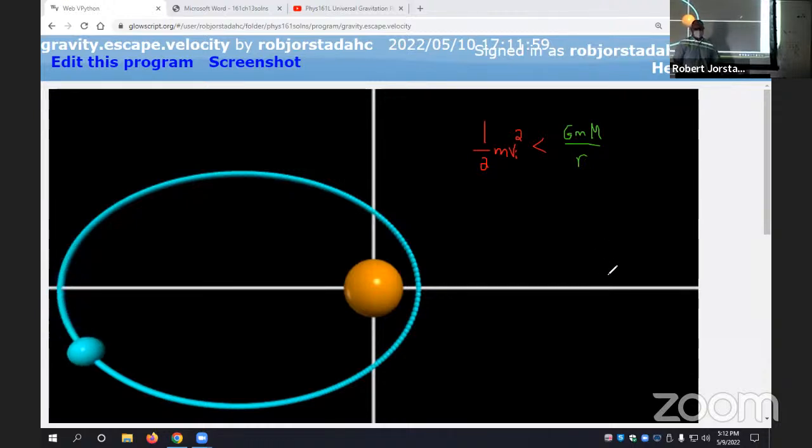And so if your kinetic energy size is less than the size of your potential energy, your orbit is trapped. You have negative total energy, and if you have negative total energy, you can't escape. If you have zero total energy, you could just barely escape. Anytime 1/2 mv squared is greater than GMm over r, you do escape.